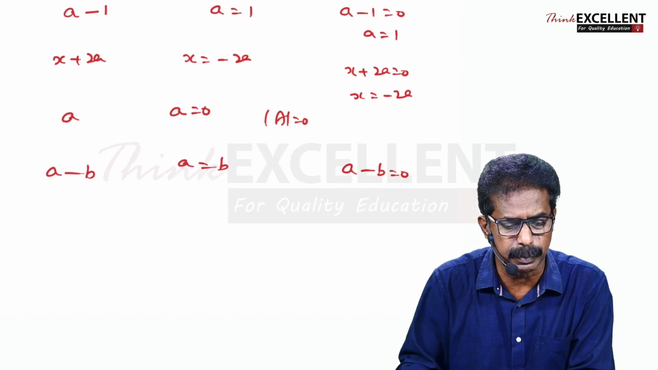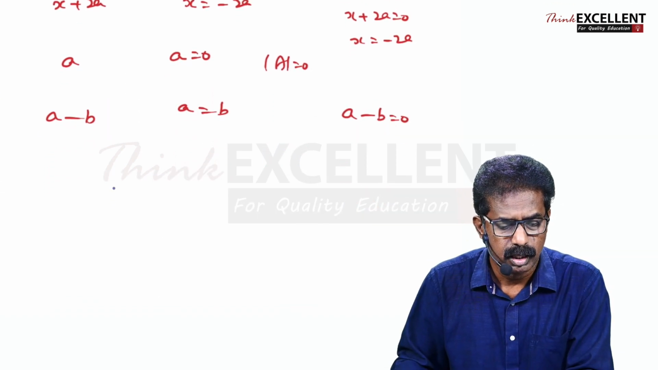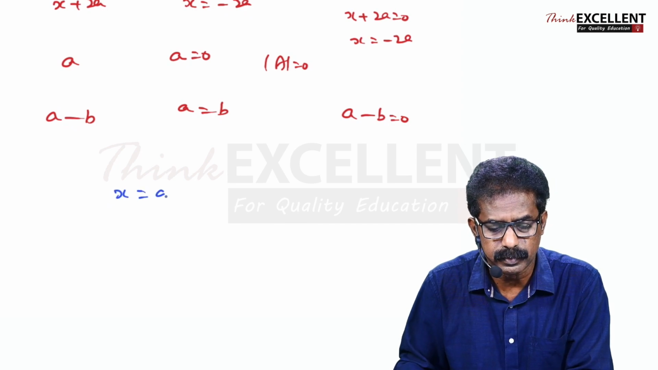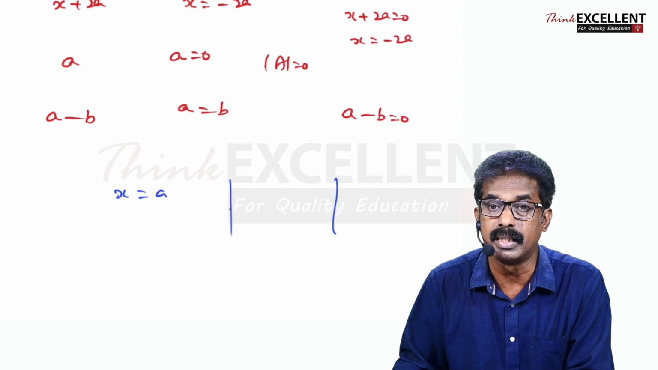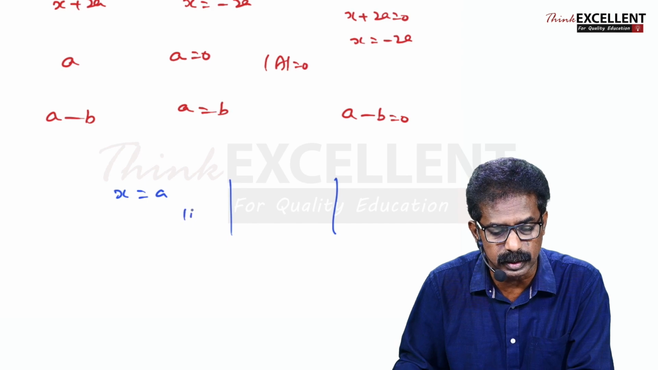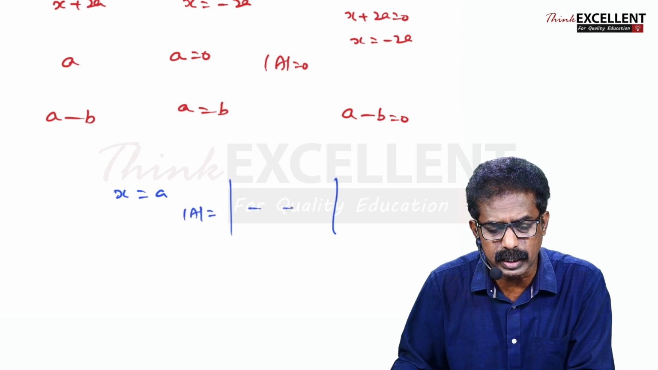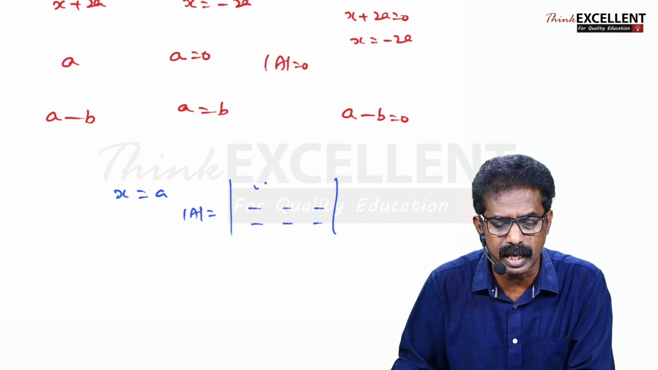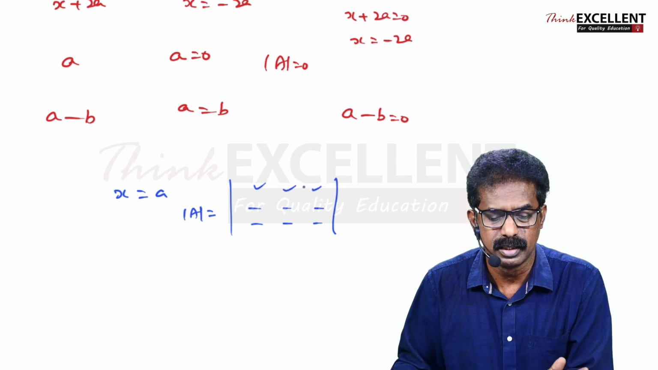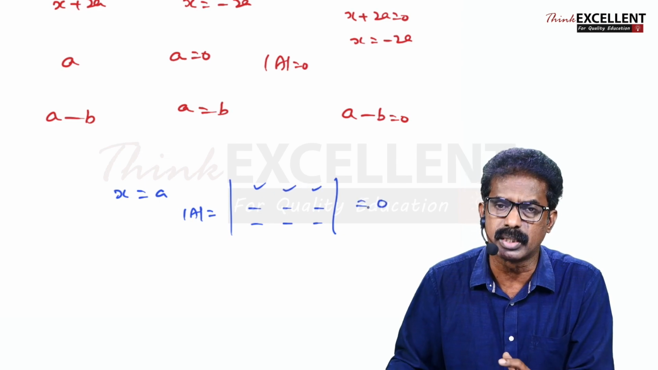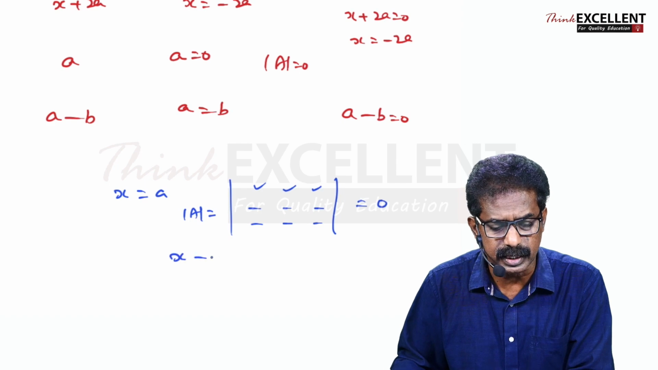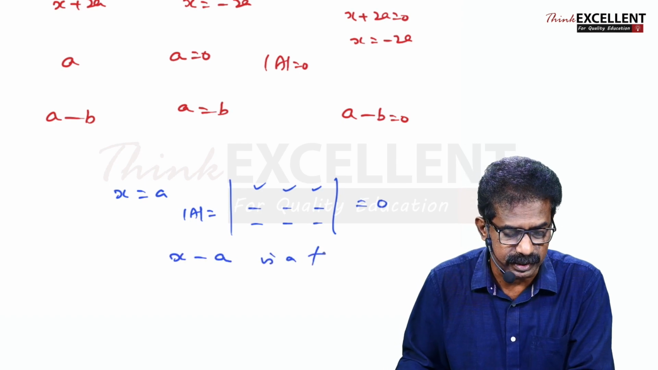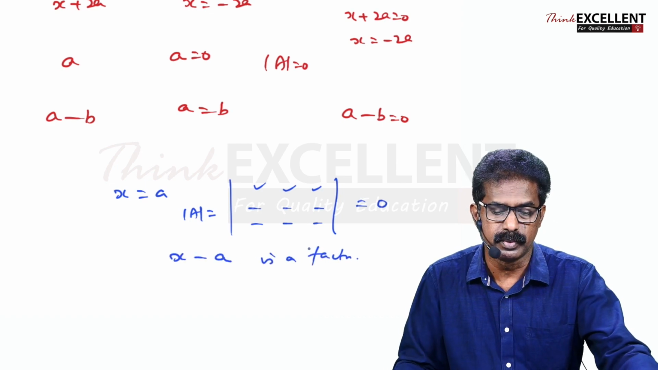Now listen, another very important thing, a particular case. When you put x is equal to a in determinant A, suppose two rows are identical, and the other one has different elements. If two rows are identical, yes, you can say the value is 0 and you can say x minus a is a factor.